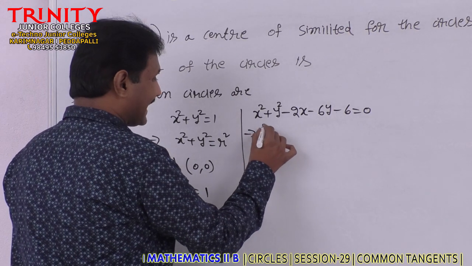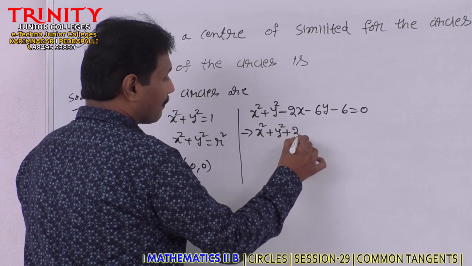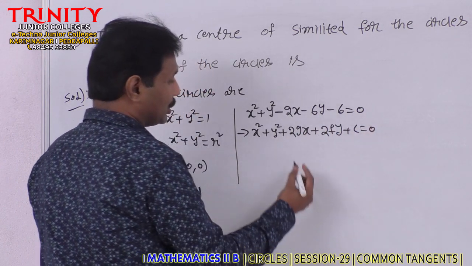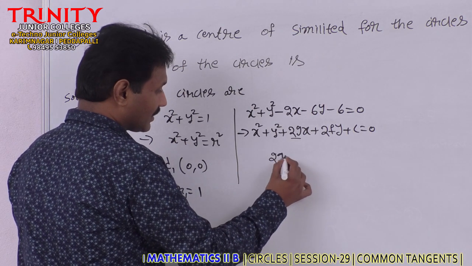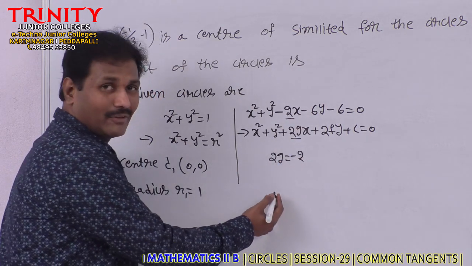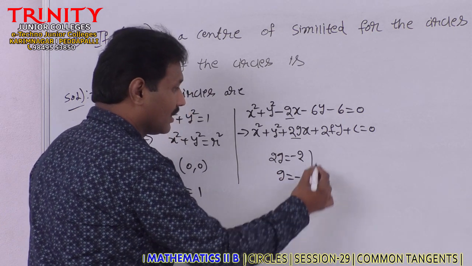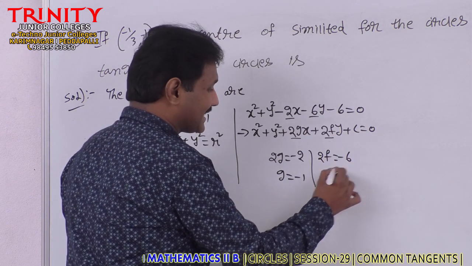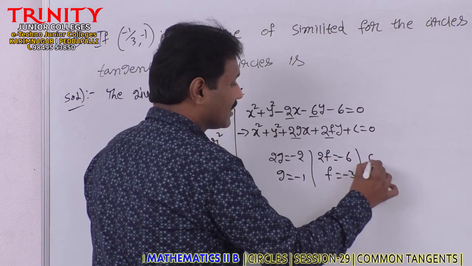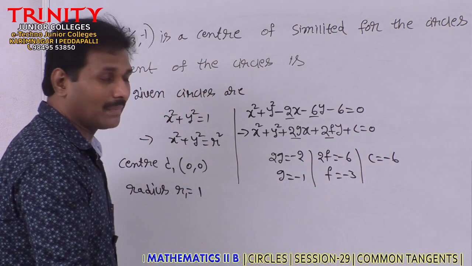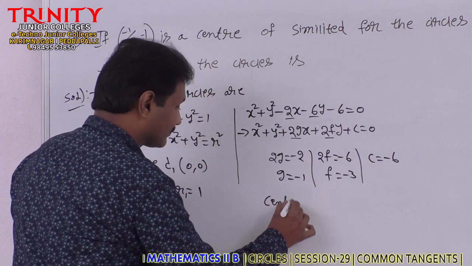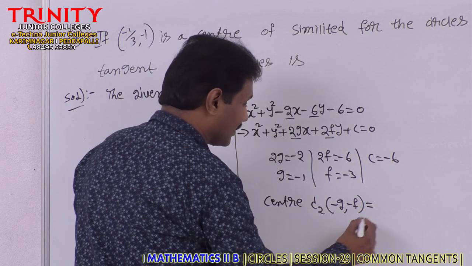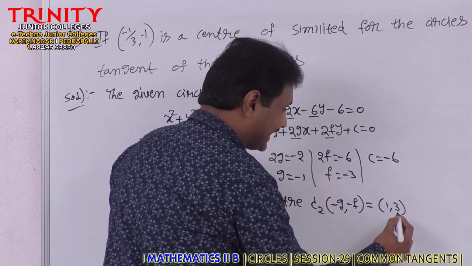The second is of the form x² + y² + 2gx + 2fy + c = 0. Here 2g = -2, therefore g = -1. The y coefficient 2f = -6, so f = -3. c, the constant, is -6. The center C2, by the formula (-g, -f), is (1, 3).